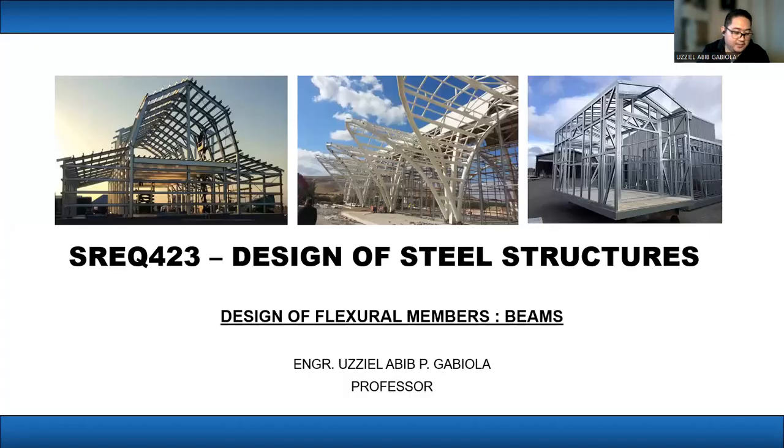Okay, so welcome guys sa continuation ng discussion natin for flexural members. So for this afternoon, we will be focusing our discussion on the design method, or how to design yung given beam natin when it's subjected to the following loadings, or different loading conditions.